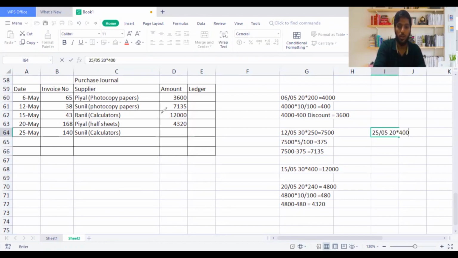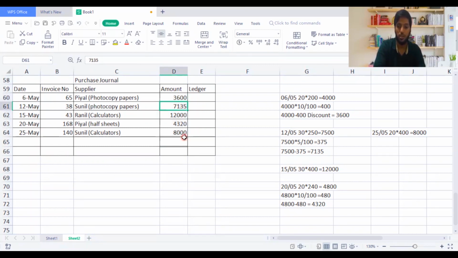20 into 400 will give you a value of 8,000, because 2 into 4 is 8, then 3 zeros, 8,000. So then we move on to the sum. We can get the total of the sum. We are going to add 3,600, 7,135, then 12,000, plus 27,055, plus 35,055. You guys can see with my cursor what value I got. So I got a value of 35,055.